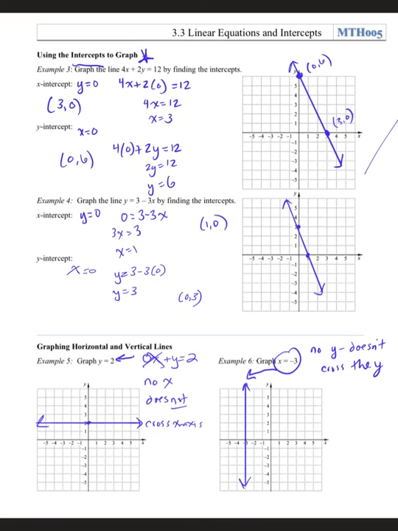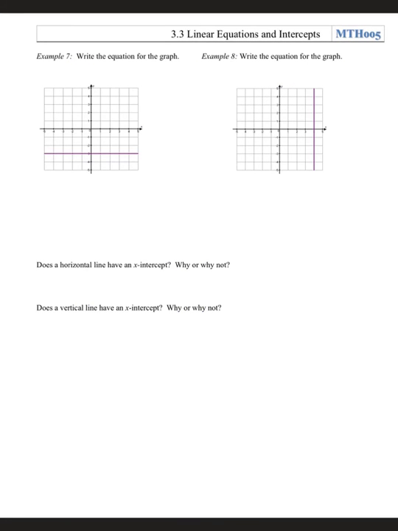All right, last but not least, on to the last examples. Let's move this ruler out of the way. Write an equation for the graph. So what we're doing now is looking at the graph here. First, we notice that it's only crossing the y-axis. That tells us your equation is going to be y equals something, and it's crossing at the value of y equals -3. Whereas in example 8, it's only crossing the x-axis, so it's going to be x equals 4.